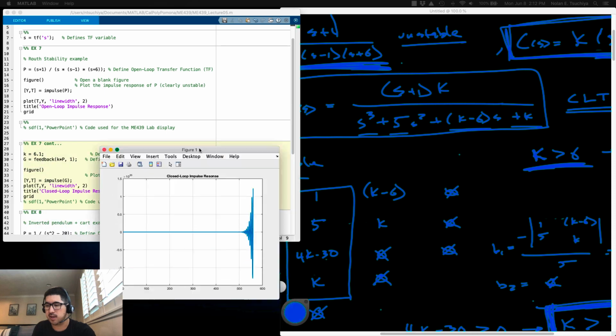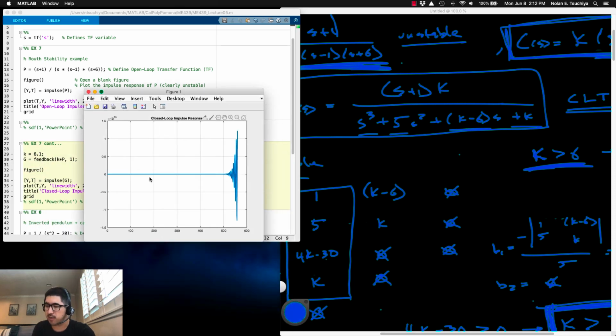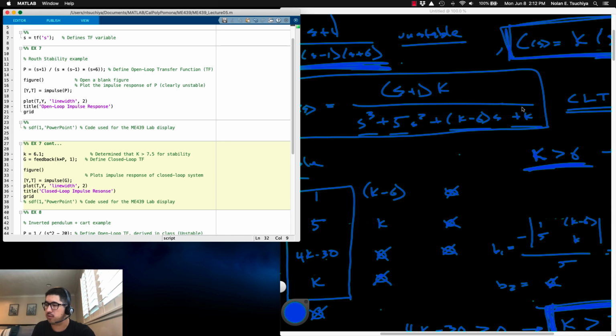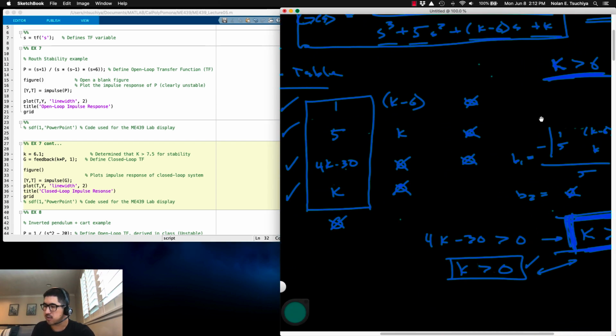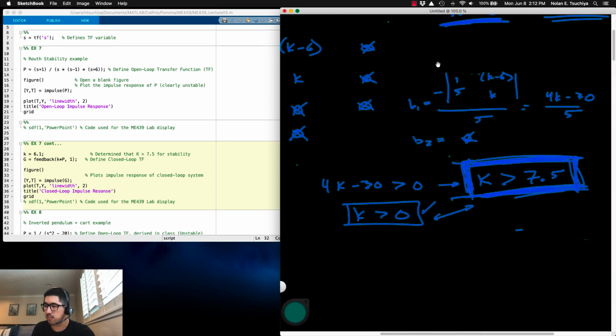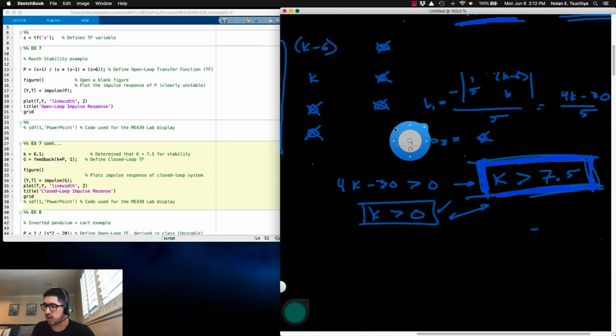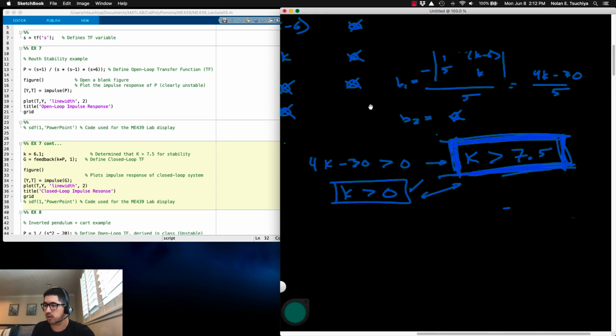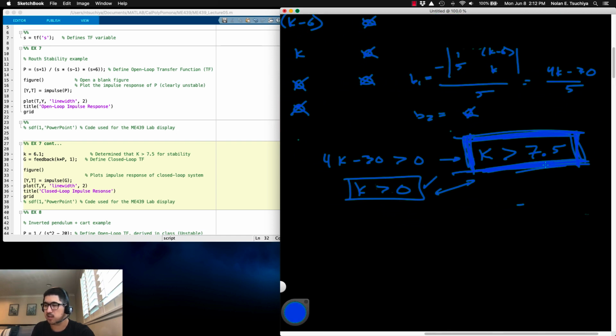However, what we see is that we have gone unstable. We've got complex poles in the right half plane, and we get that diverging exponential envelope function with a sine wave inside. So even though all of the coefficients were strictly positive, we ran into a scenario where it was not stable. In fact, the system only becomes stable once we've done this design process and used the Routh stability criterion to determine that K has to be greater than 7.5 in order to guarantee closed loop stability.